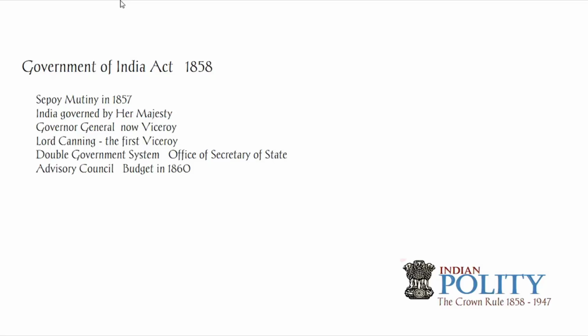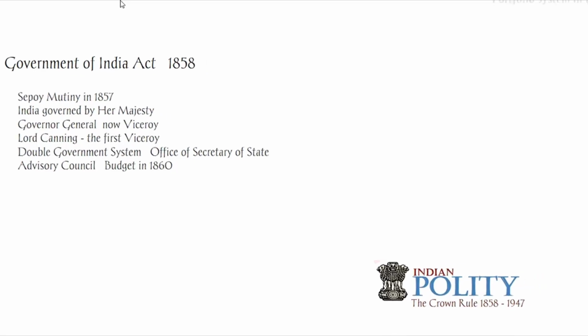The double government system was abolished and an office of Secretary of State was created, who had complete authority and control over the entire administration. An advisory body of 15 members was formed to assist the Secretary of State, and he was the chairman of the body. The system of budget was introduced in 1860.